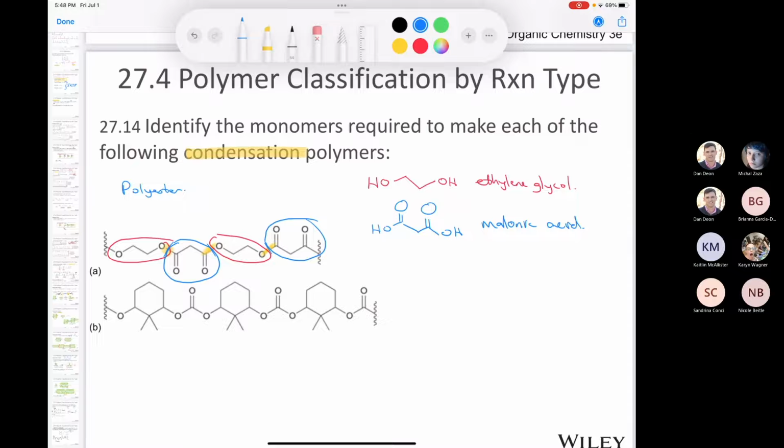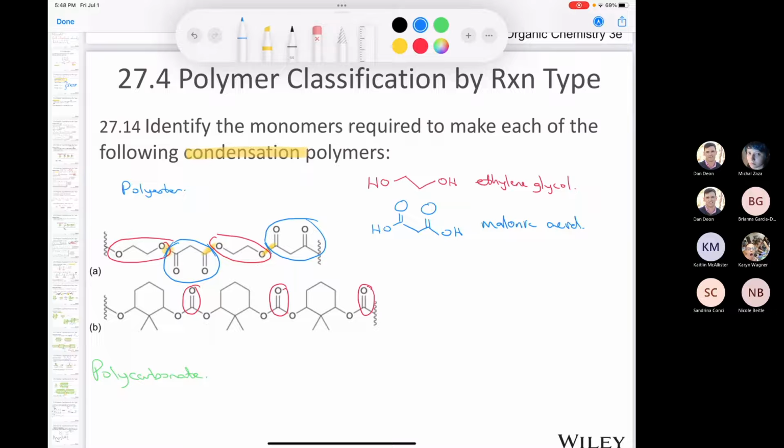The next one is a polycarbonate. How do we know that? Because we have a carbonate here, we have one here, we have one, oh, can't see that one. But anyhow, this is a polycarbonate. And so what we're going to do is we're going to imagine that it's made from phosgene, which is the carbonyl and 2 chlorines attached to it.